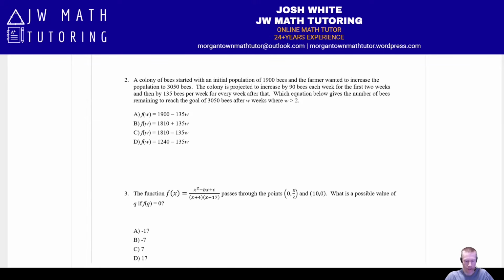Basically, what's happening, to find the total number of bees after some number of weeks, whatever W is, you would say, okay, we start with 1,900 bees. The first 2 weeks, we have 90 bees per week, so we're adding 180 total bees. Then we're adding 135 bees per week.